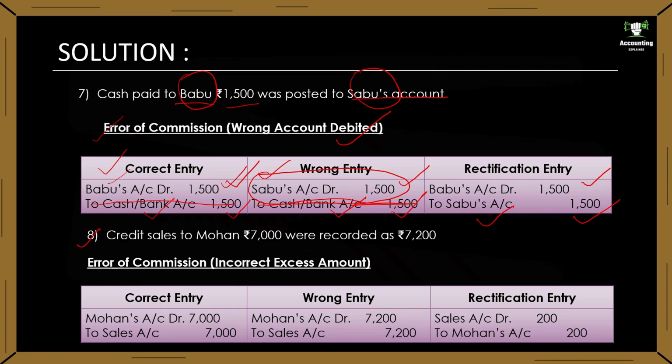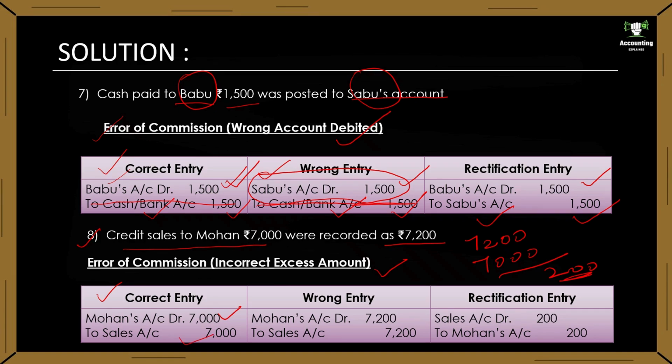Next transaction. Credit sales to Mohan 7000 were recorded as 7200. Okay, this is again an error of commission, incorrect excess amount. Instead of 7000 you have taken it as 7200. So the difference of 200 is excess amount. The correct entry will be the usual credit sales entry. Mohan account debit 7000. Mohan is the debtor, so debit him, to sales account 7000. Sales is an income and when income increases, you have to credit it.